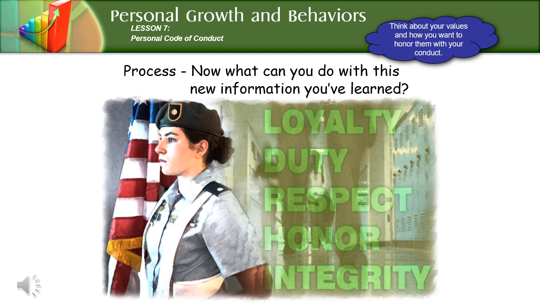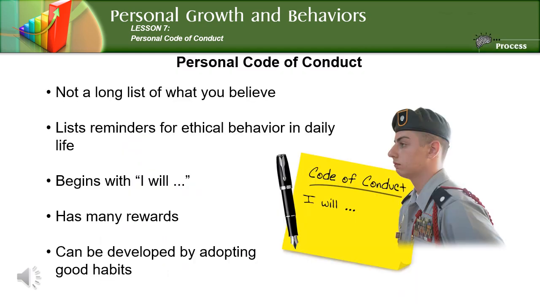Think about your values and how you want to honor them with your conduct. A personal code of conduct is a way to deal with simple and complex ethical issues in your daily life. Your code of conduct is not a long list of what you believe. Instead, it's a list of reminders that cause you to practice acceptable behavior. State the rules positively, as if they were goals that mean a great deal to you. The list should contain I will items. They can be as simple as I will do my best to be punctual and cause no one to wait for me, or I will keep my room neat and orderly.